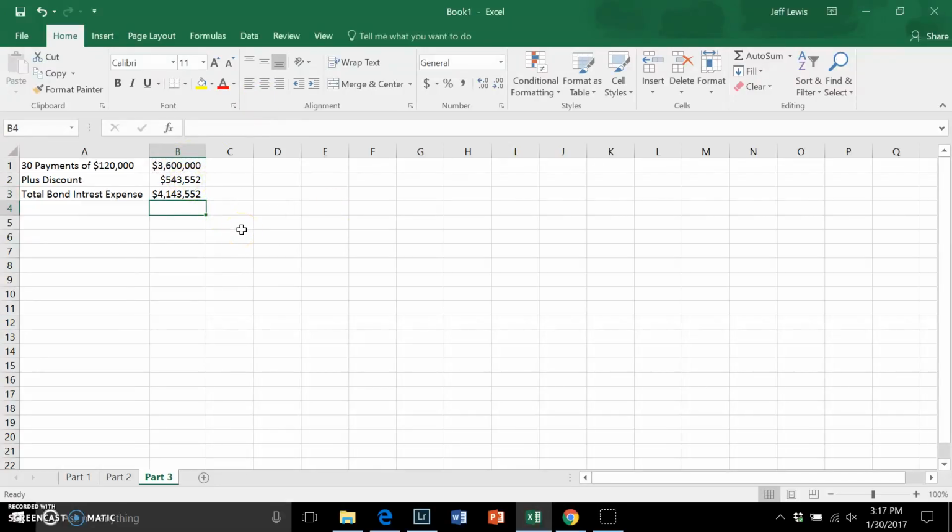That equals 4,143,552, and that is the total bond interest expense that is paid out over the total life of the bond.